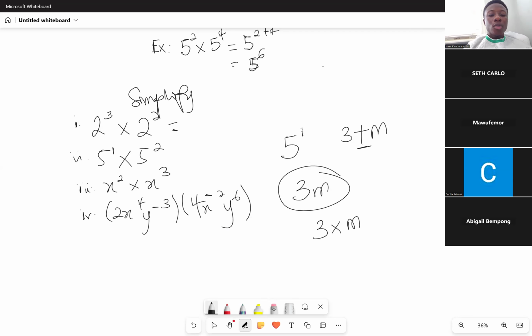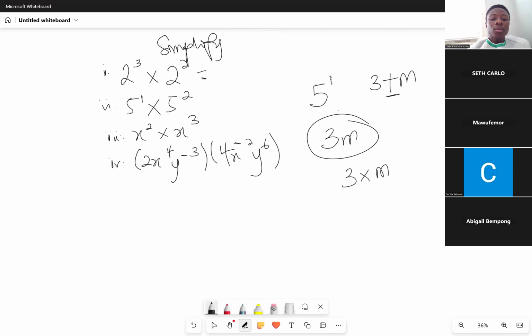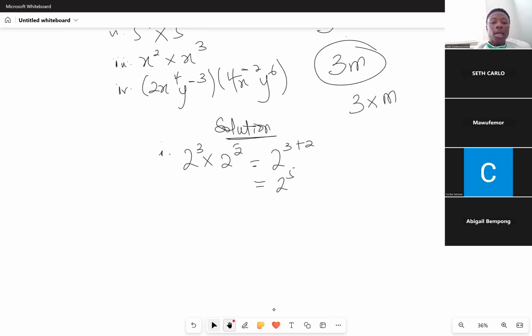So we have 2 to the power of 3 times 2 to the power of 2, times 2 exponent 5. Anybody to help us? I would prefer you give it to us in stages. Please correct me if I'm not using the right terms. So it's 2 exponent 3 plus 2, equal to 2 exponent 5. Sounds great. Let's look at the next one.